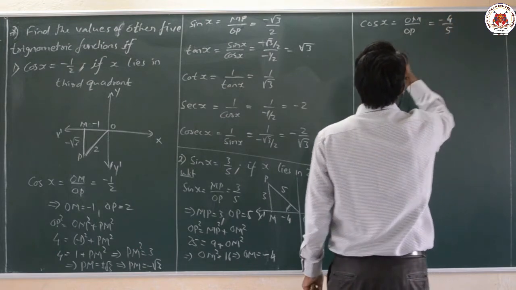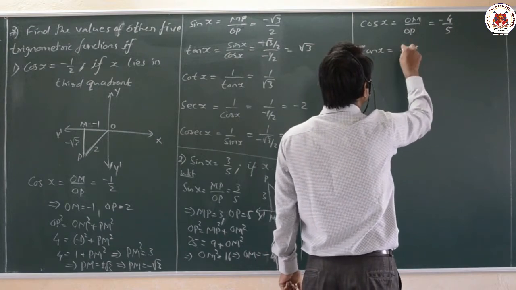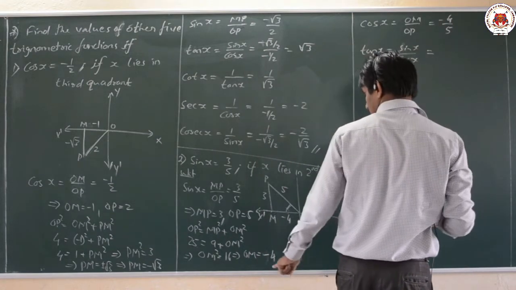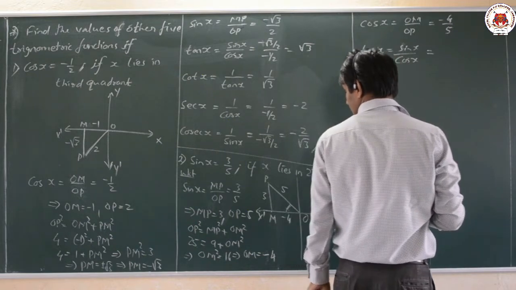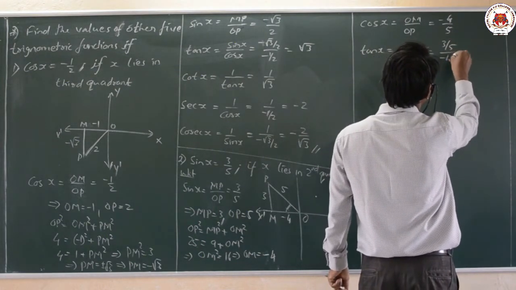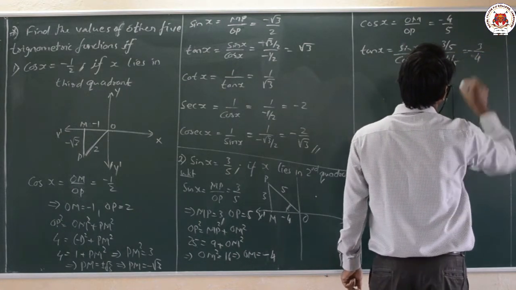Very simple example. Then tan x, sin by cos, sin x divided by cos x. What is the sin x value? The sin x value will be 3 by 5, okay, 3 by 5 divided by minus 4 by 5, which is equal to minus 3 by 4.